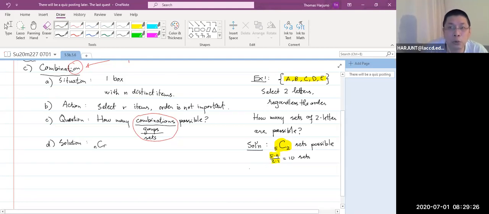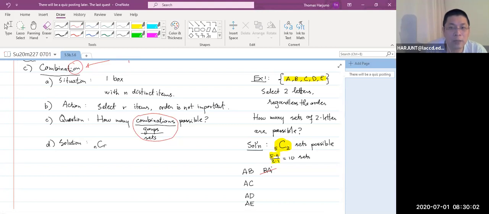Now let's select 2 elements from these sets of 5 letters. And what are those 10? First one is AB, second AC, AD, AE. And then BA, oops, BA has the same elements as AB. Only the order is different, right? If the order is different, it's fine, but we don't want to double count it. Okay, that's what it means. So BA has the same elements as AB, so I don't count BA anymore.